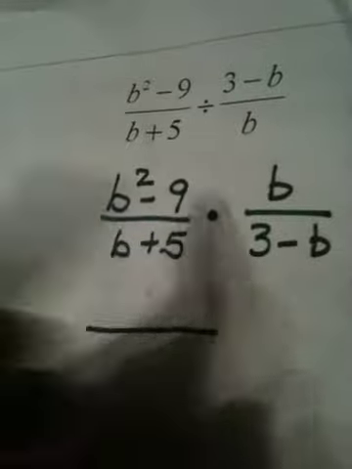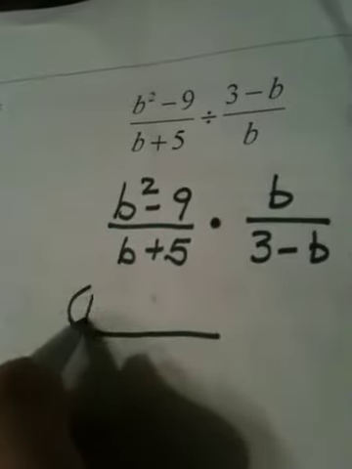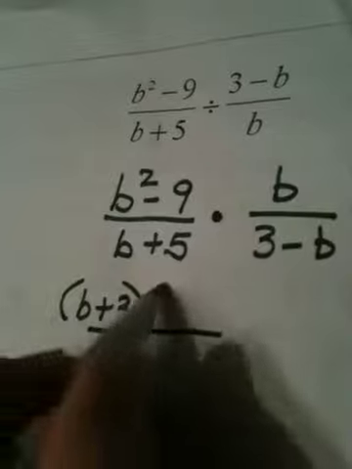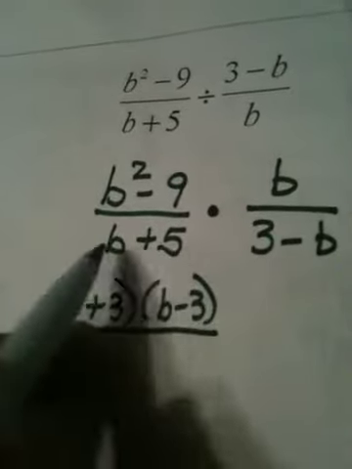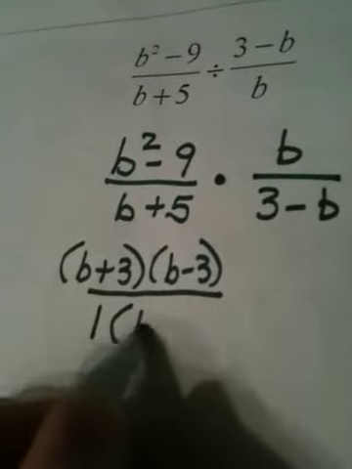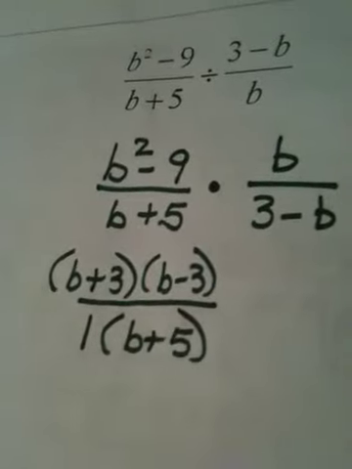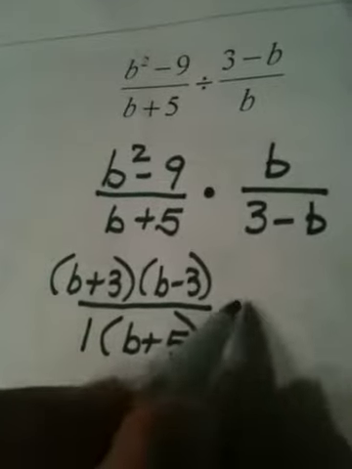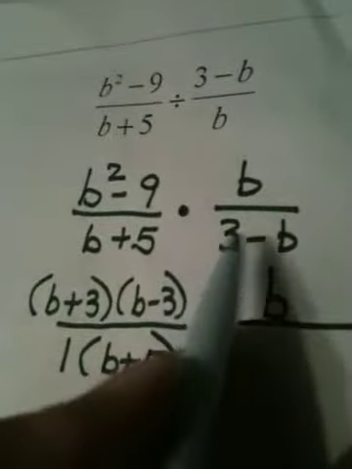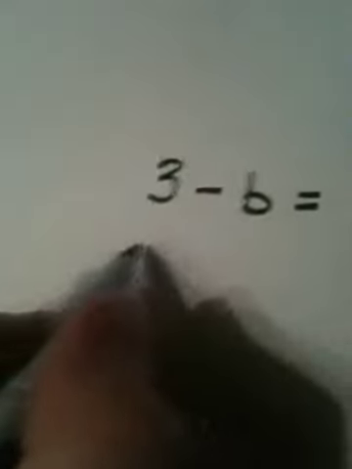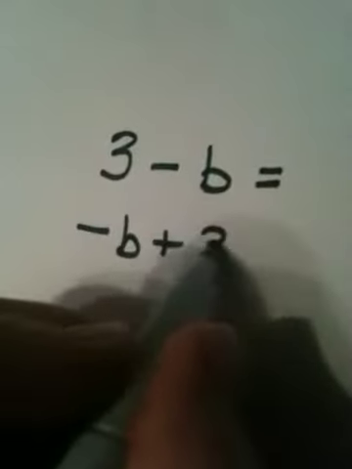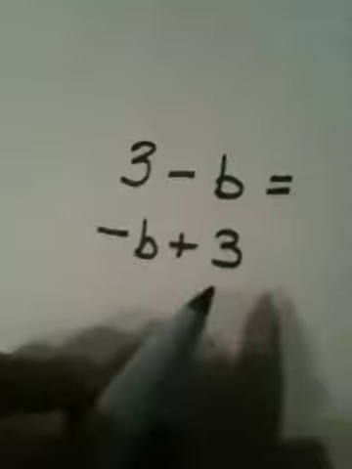B squared minus 9 is the difference of two squares. So that factors as b plus 3 times b minus 3. B plus 5 is just 1 times itself. The b is a b. And 3 minus b, let's go down here for a minute. 3 minus b is really the same as the opposite of b plus 3, correct? We just changed the order.